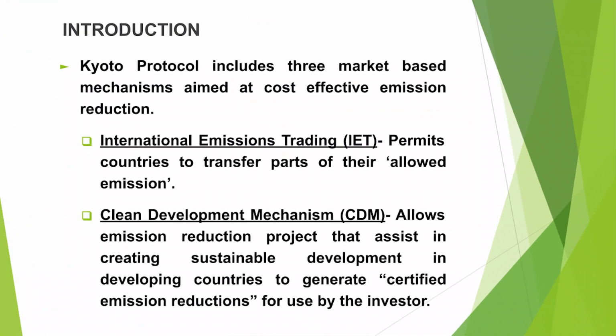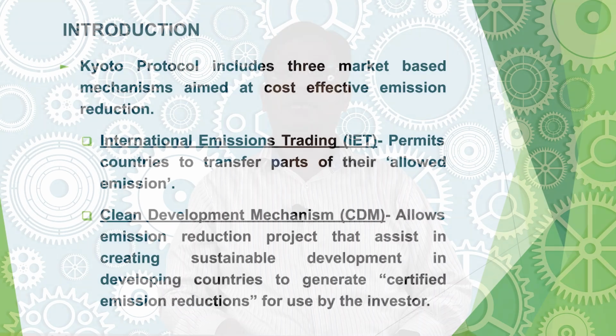Kyoto Protocol also includes 3 market-based mechanisms aimed at cost-effective emission reduction. The first one is international emission trading, which you can also abbreviate as IET. It permits the countries to transfer parts of their allowed emission. The second one is Clean Development Mechanism. It allows emission reduction projects that assist in creating sustainable development in developing countries to generate certified emission reductions for use by the investor.